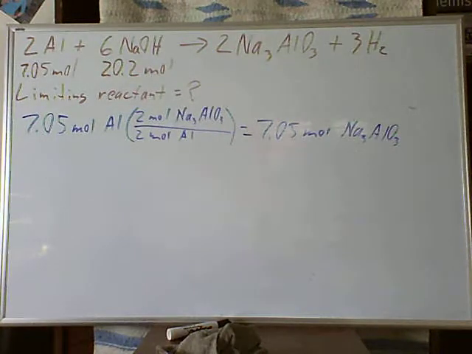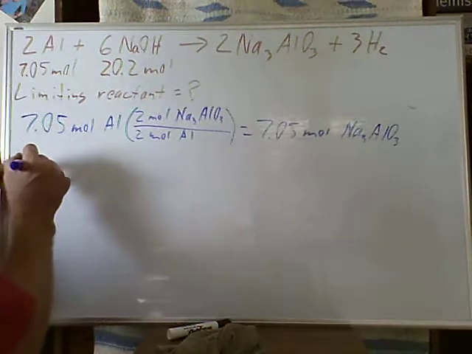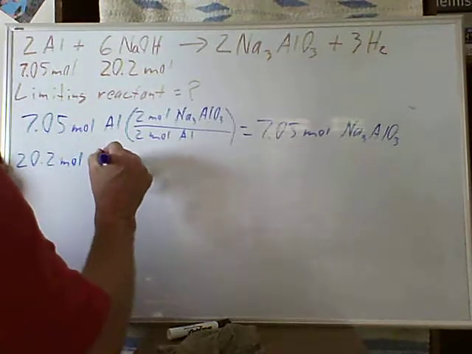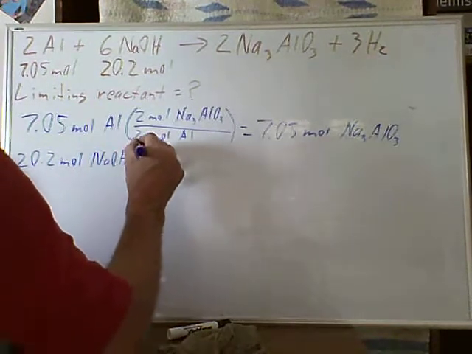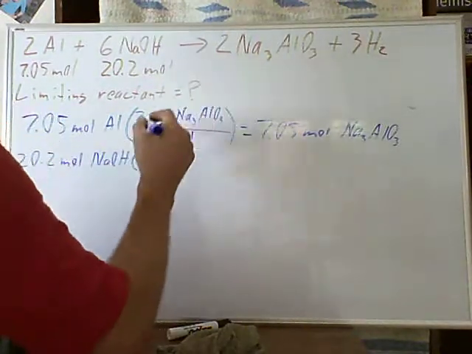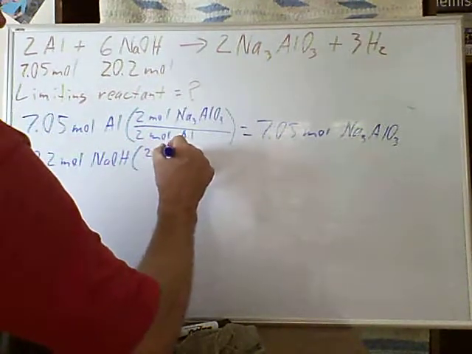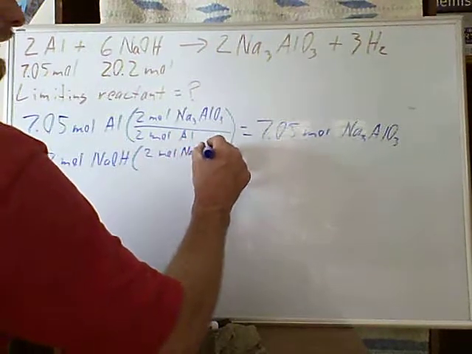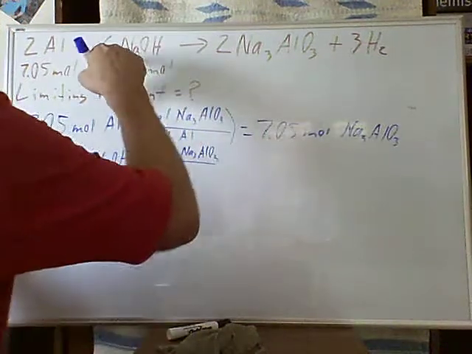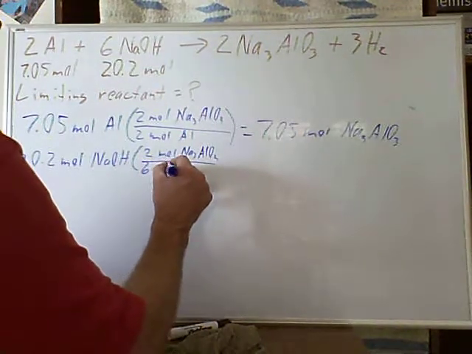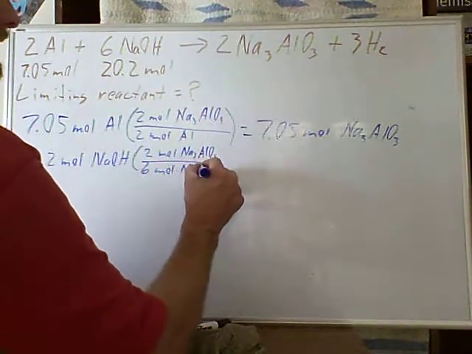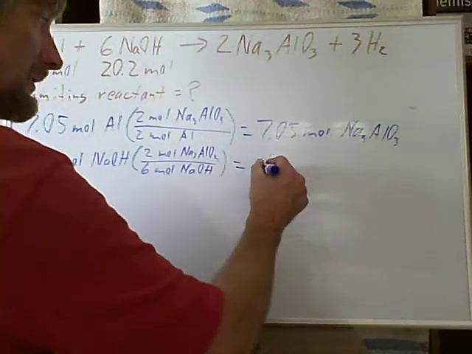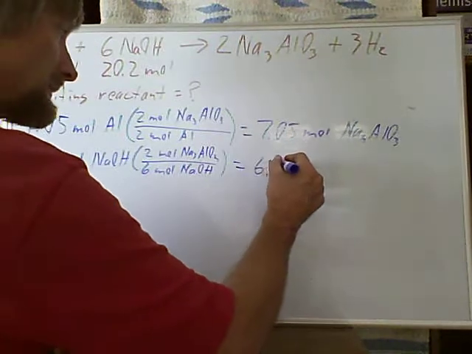So starting with the sodium hydroxide, we have 20.2 moles sodium hydroxide. We multiply by the stoichiometric ratio of 2 over 6. And that gives us 6.73.